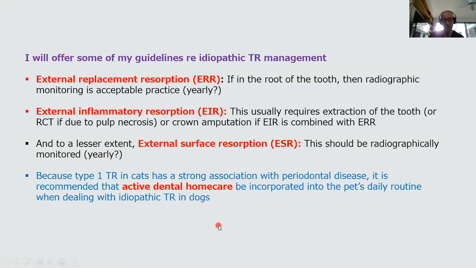Now, we do know that type 1 tooth resorptions in cats have a strong association with periodontal disease, and it is recommended for these dogs as well that an active dental home care plan is put into place, and a daily plan such as toothbrushing or the use of chlorhexidine.